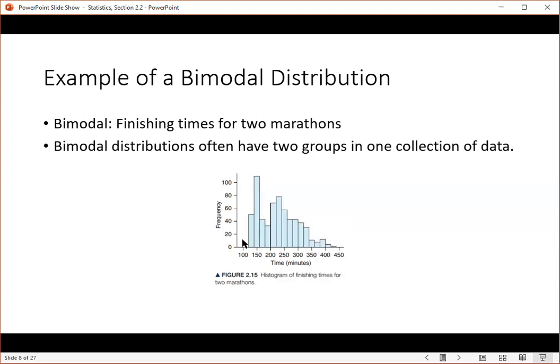So you can look and you can see the Olympic athletes really have one mound, so it's a unimodal distribution. And then the amateurs have one mound, it's unimodal. But if you combine the two, then you'll get bimodal. And that's very common. Like if you were to take heights of men and heights of women and you combined those, you would get a bimodal distribution. And yet each distribution individually would be unimodal.